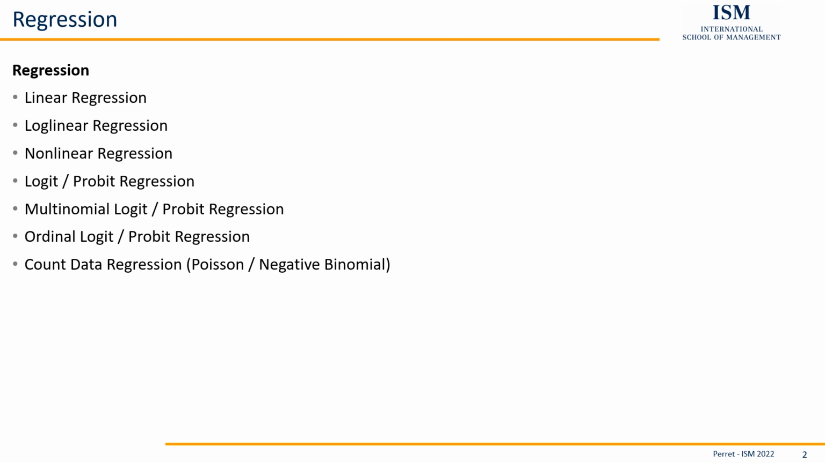It's something like 0, 1, 2, 3, 4. And in most cases, you only work with positive integers. So it really starts at 0, 1, 2, 3, 4, 5, 6, and so forth. In these cases, you can use a Poisson or a negative binomial model.